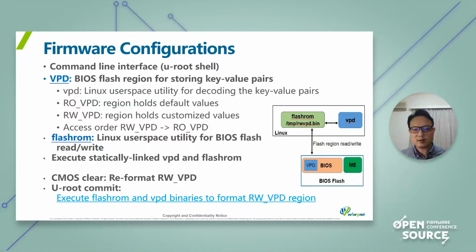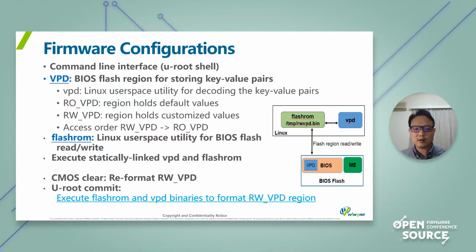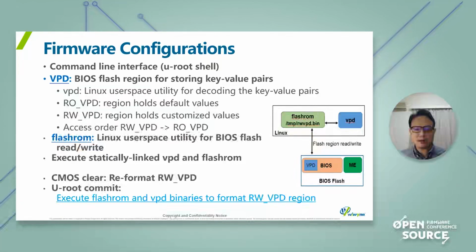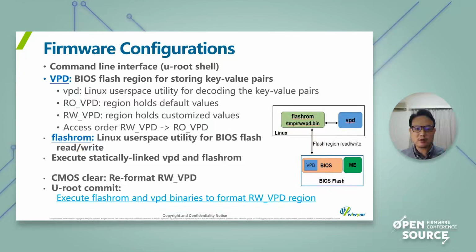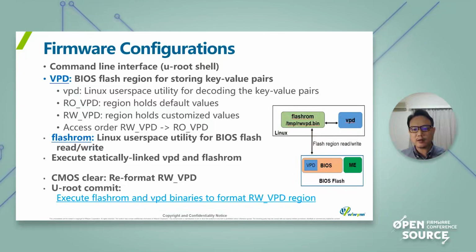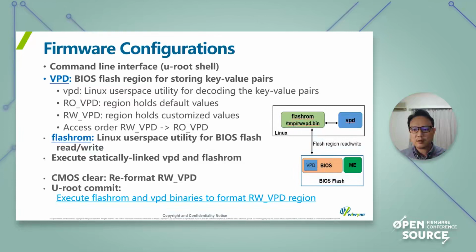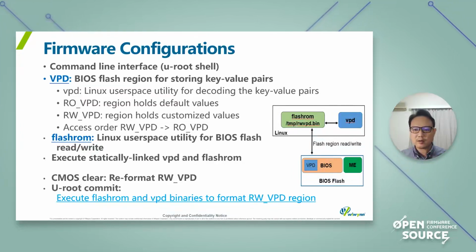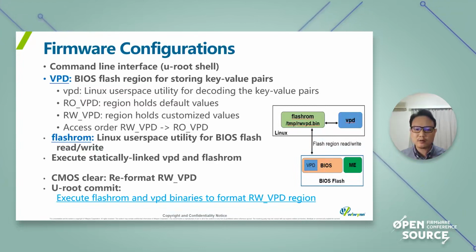Read-only VPD is the flash region that hosts the default values, and read-write VPD is the region that hosts customized values. So the firmware would access the read-write VPD region first, and then read-only VPD. Flash-ROM is an open source Linux utility for BIOS flash region read-write. So from the picture, the firmware executes VPD, and VPD executes calls to flash-ROM to do the flash region read-write.